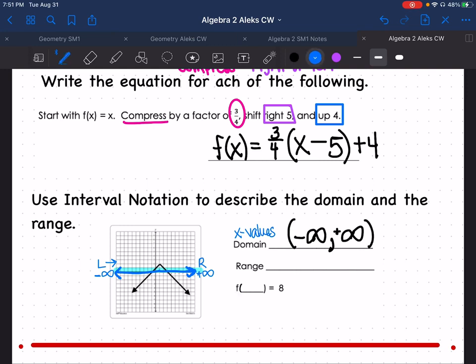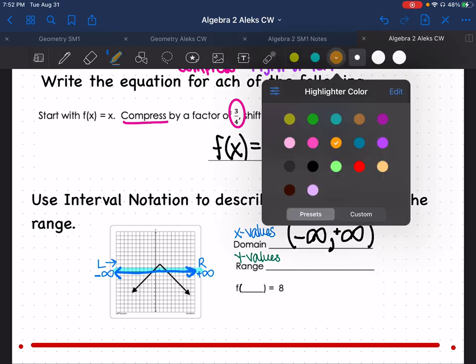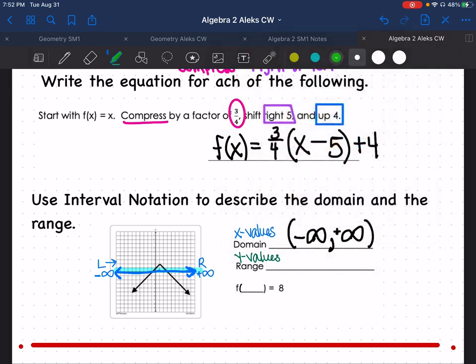All right, my range, let me change my color really quick. My range are my y values. And so I need to go ahead and follow my y-axis. Let me change this quick. There we go. There's my y-axis. So I need to see this graph on the y-axis.